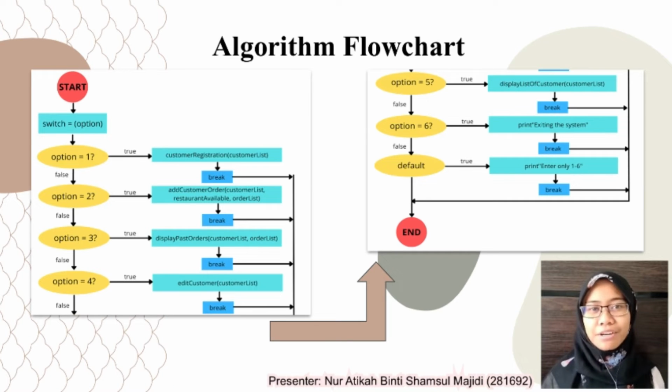Here on the screen, you can see our algorithm flowchart for our program, which consists of 6 methods, which are customer registration, add customer order, display past order, edit customer, list customer, and exit.